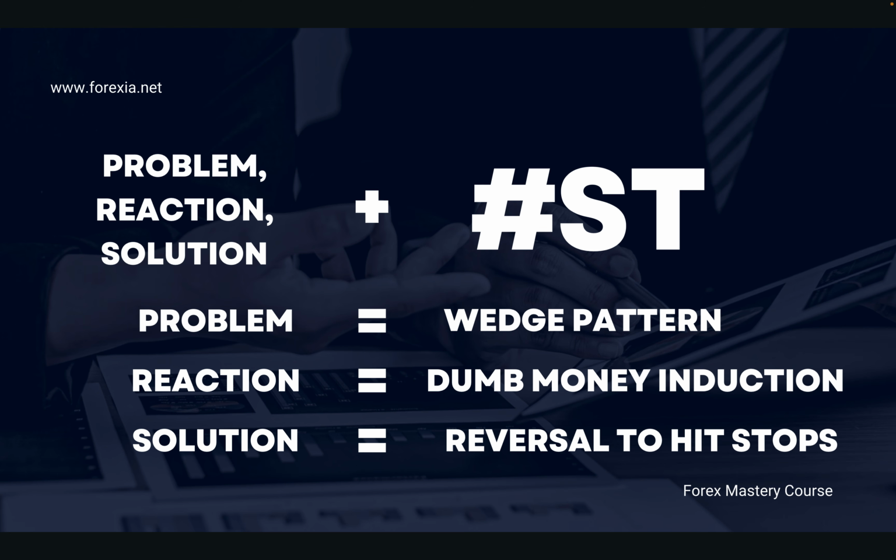So it's a problem. As soon as they see the wedge pattern break out, let's say it breaks out to the upside, oh, that's the reaction. The reaction is dumb money being induced to buy with the trend, with that breakout to the upside. What is the solution? Remember, problem, reaction, solution. The solution is to reverse against the dumb money and hit their stop losses. It's as easy as that.